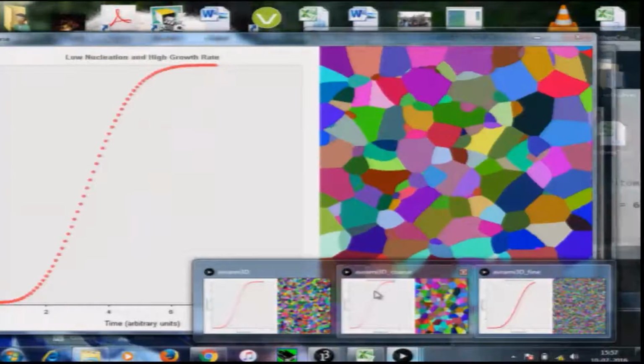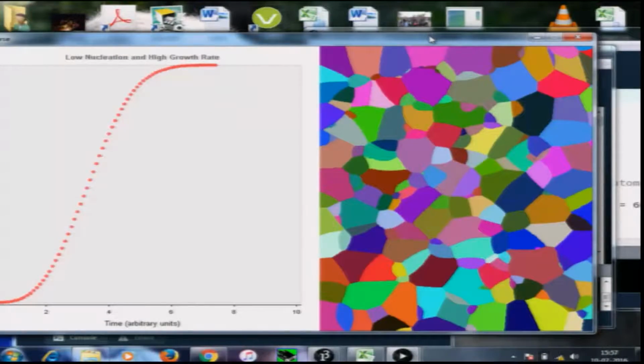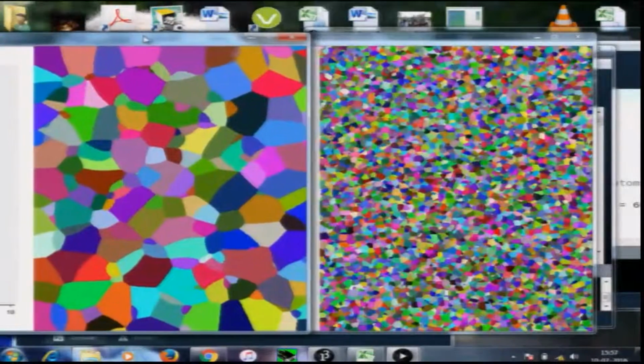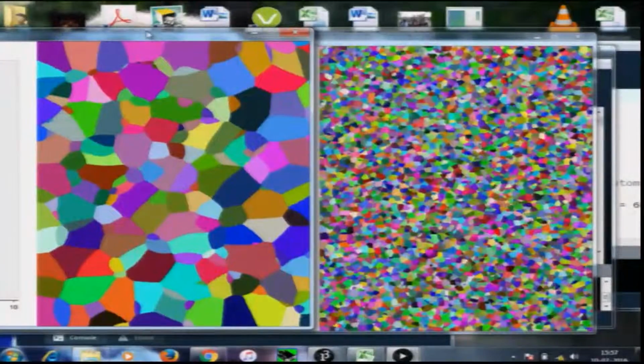So, let me just also put on the side the previous structure, just a sec. In fact, that transformation is still not complete. As you can see, the curve is still going up, but you can see that on the left hand side, the grains are much larger, where the nucleation rate was small and the growth rate was high.